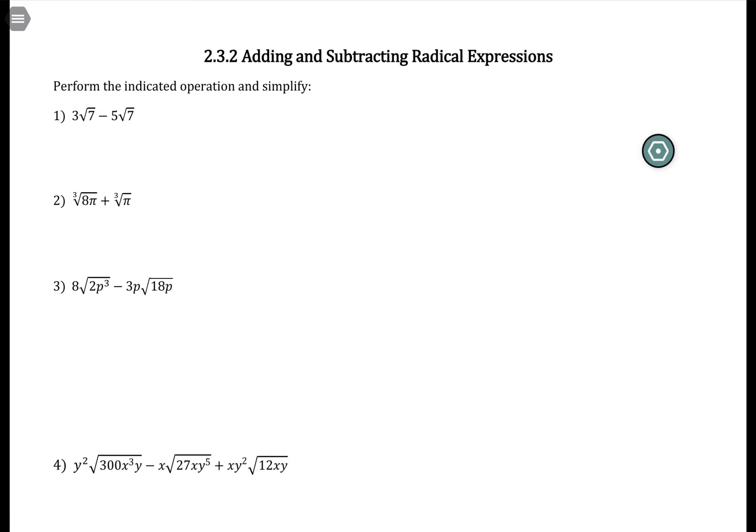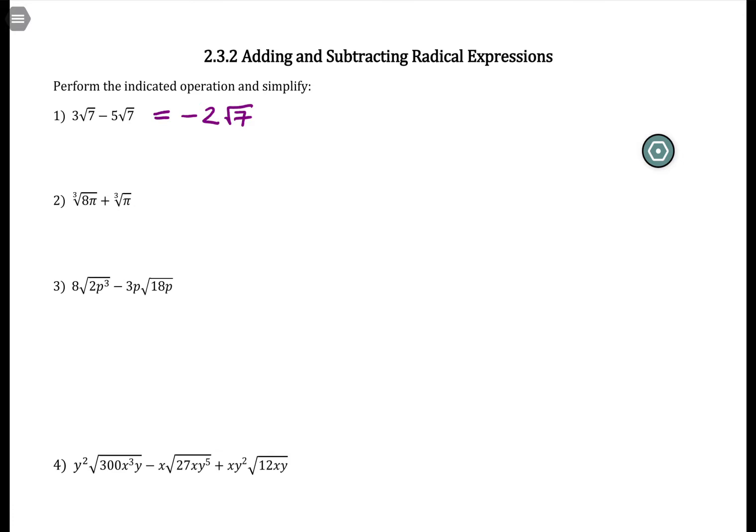So the first one, just to get us going, is a reminder of what that looks like for radicals. The things that we're adding up are the root 7s in this problem. So if I have 3 root 7s and I take away 5 root 7s, I have -2 of those root 7s. So this is, I think, probably fairly straightforward at this point.